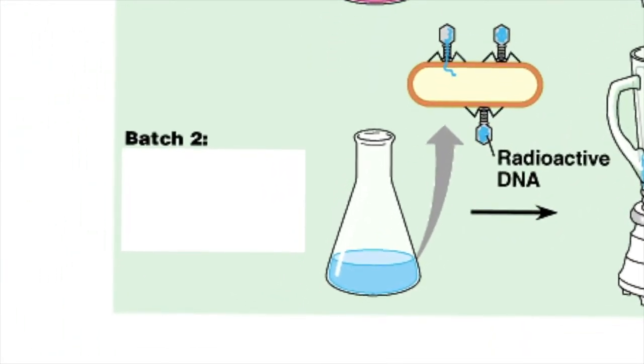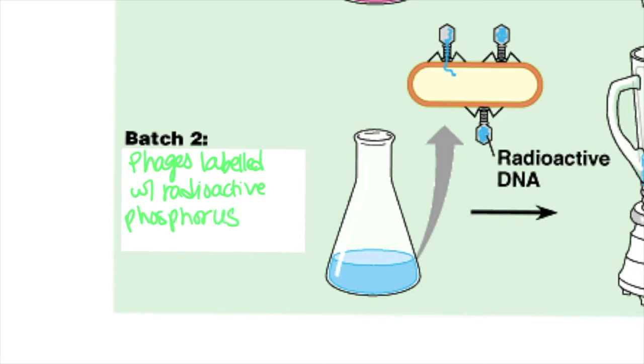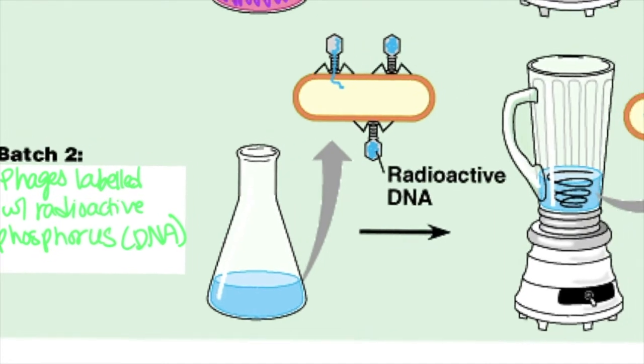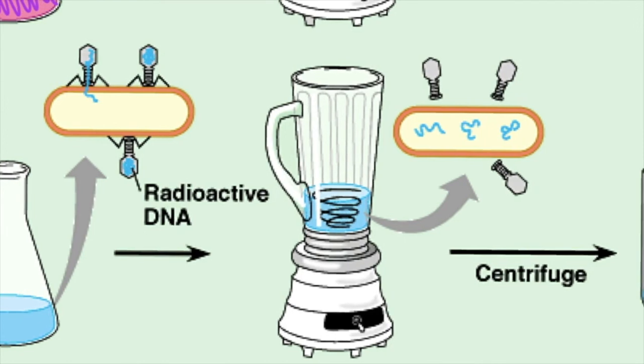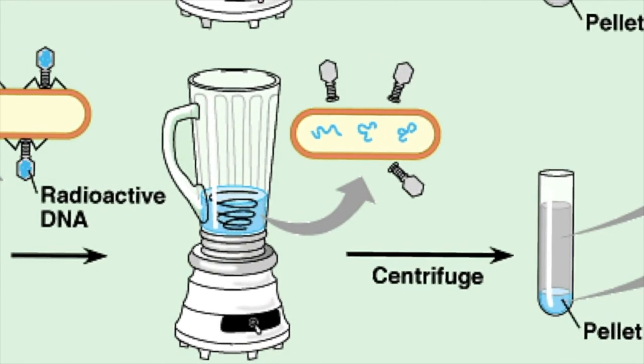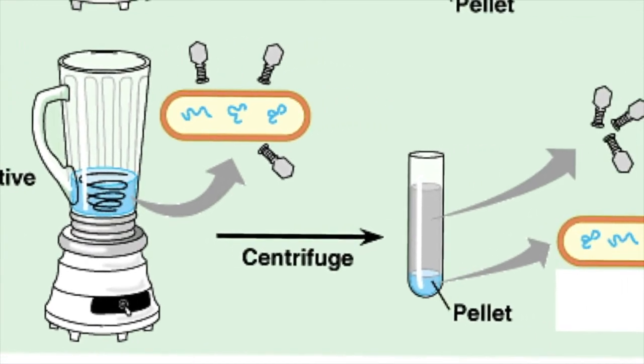All right, so for batch 2, they had phages labeled with radioactive phosphorus, which is unique to DNA. Proteins do not have it. All right, and so they have this beaker full of radioactive phosphorus elements, which is then absorbed by the bacteriophages. And then they again use that blender to separate the bacteriophages from the bacterial cells so that way they can analyze what was injected into the bacterial cells.